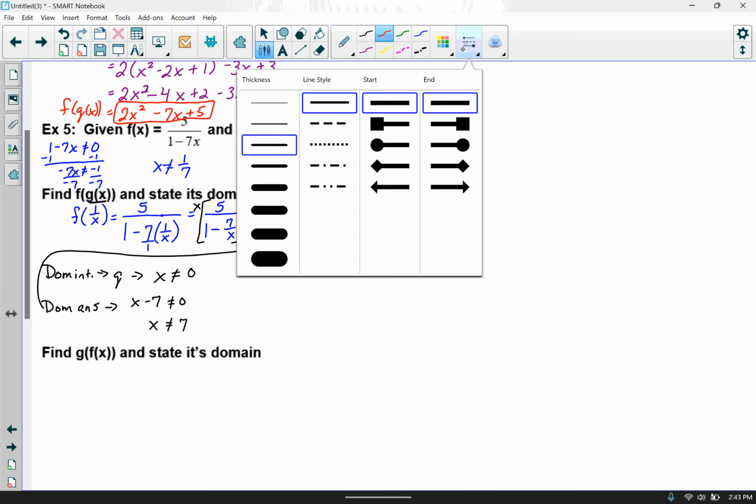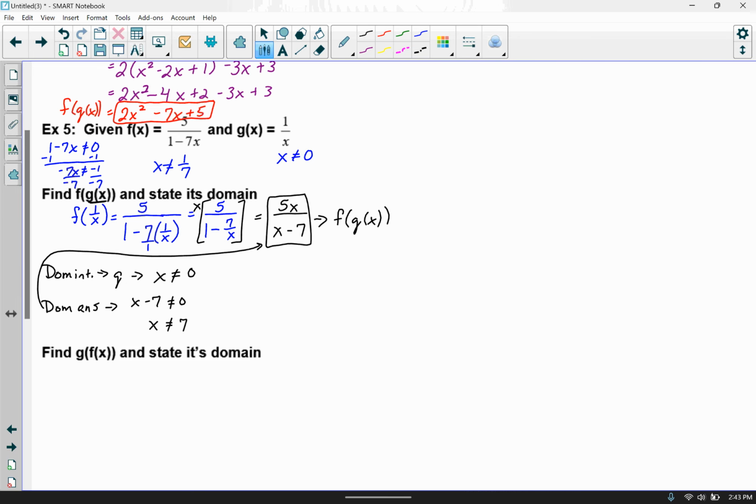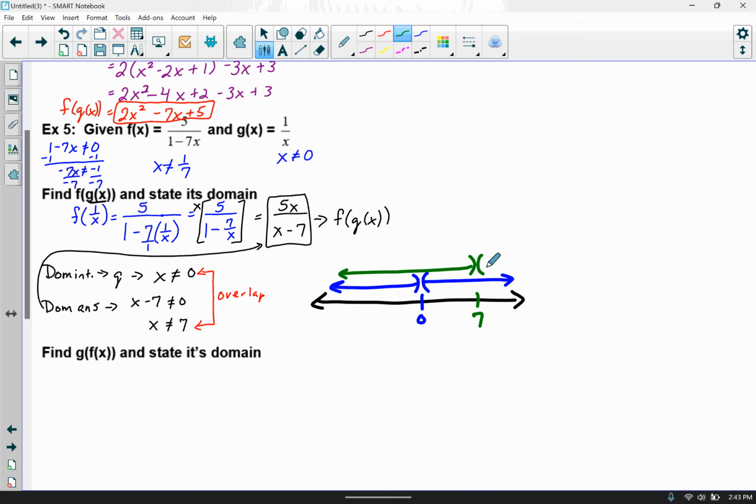So now what needs to happen is I need to overlap these two right here. All right, so I'm going to do like I did before. I'm going to draw you a picture. All right, here's the standard number line. First one says I can equal anything but 0. So here's my 0. And I'm shading in both directions. Second one says I can equal anything but 7. So here's my 7. Your number lines don't have to be to scale. And I guess technically you don't have to have a number line. I think they're helpful though.